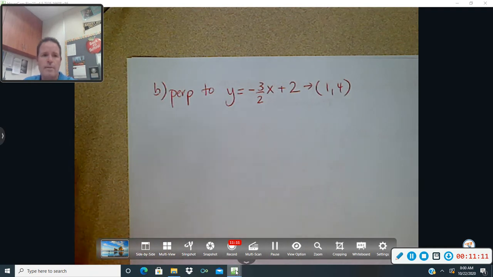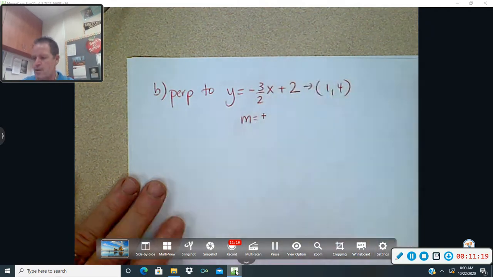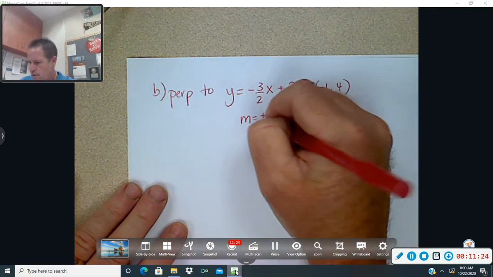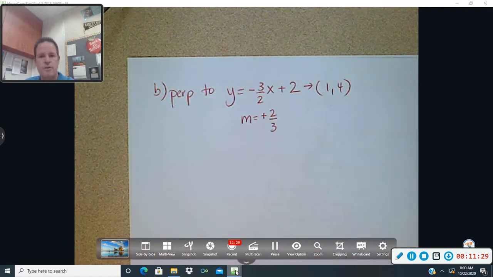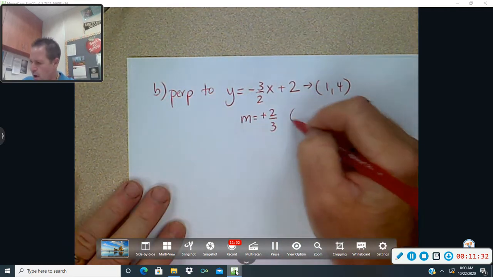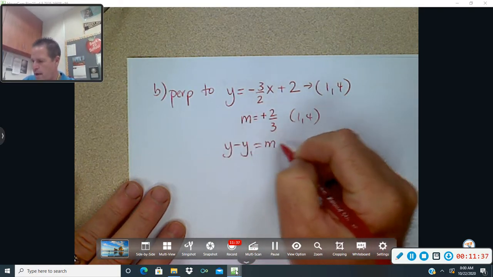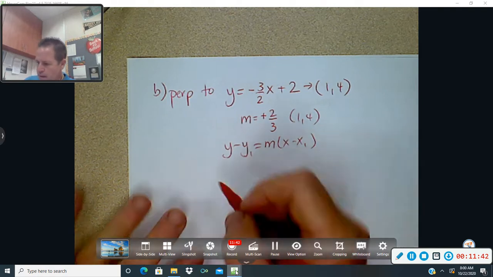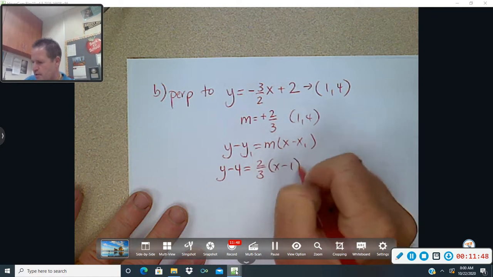Again, what does perpendicular mean? It means that the slopes are opposite reciprocals. So if this one is negative, the new slope is going to be positive. You don't have to write positive, but I did. And then you're going to flip the slope over. Slope is 3/2. We'll flip it over. It's going to be 2/3. All right, so here we go. With our point 1, 4, point slope form first. Y minus y1 equals m times x minus x1. That'll give us y minus 4 equals 2/3 times x minus 1.